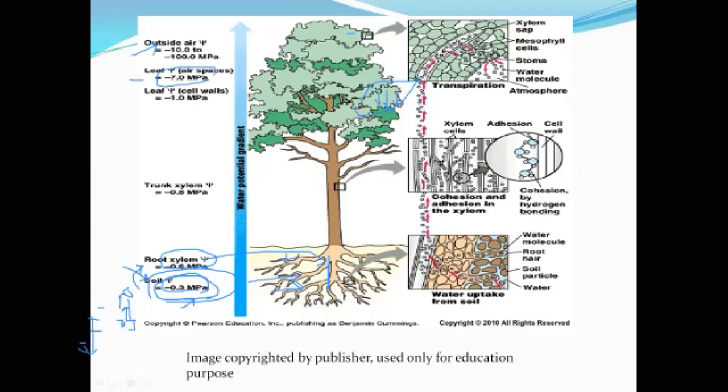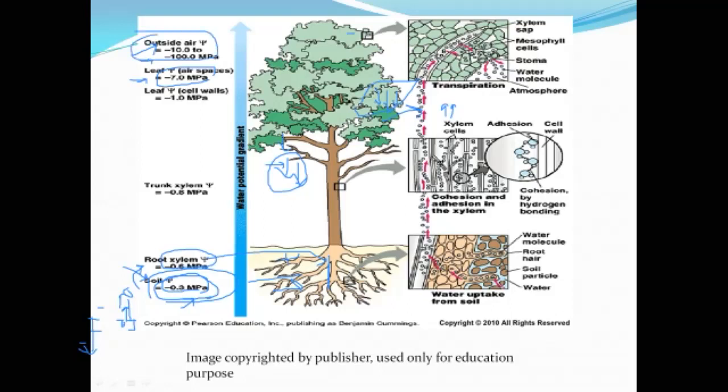See, there is a condition. If the outer environment is not dry, if the outer environment does not have less water concentration, why would the water move from the leaf to the outer environment by the process of transpiration? So it is a principle of transpiration that the outer environment is dry and the leaves are having water. That's why that water will move outside in the form of vapors by the process of transpiration. So the lowest water potential is that of the outside air.